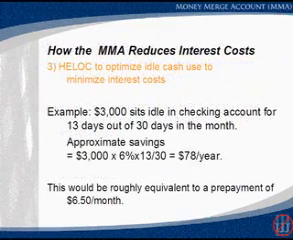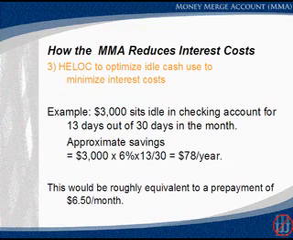The third strategy of the money management account is to optimize your monthly cash flows, or to minimize the amount of money sitting in non-interest-bearing checking accounts. The money management account will apply these idle funds to your mortgage to save interest. For example, $3,000 sitting idle in your checking account for 13 days in the month would yield approximately $78 a year in mortgage interest savings. This would be roughly equivalent to a prepayment of $6.50 a month.